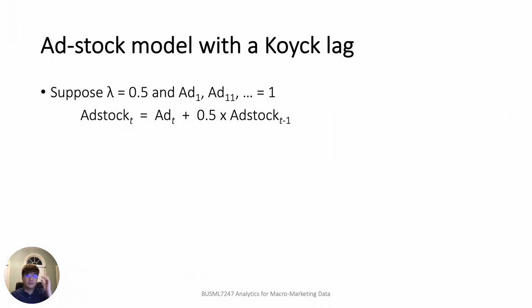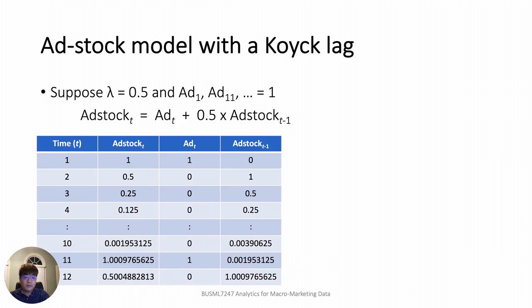Here is an example. Suppose that lambda is equal to 0.5, meaning that the ad stock decreases by half every time period if there were no ad spending. And from the first time period, suppose that there was a unit amount of ad spending every 10 time periods. The table shows how the ad stock variable is evolving over time.